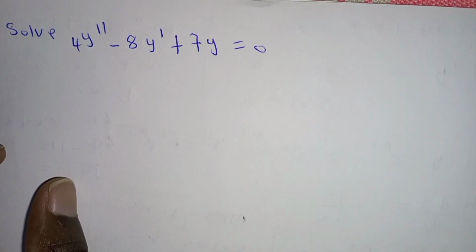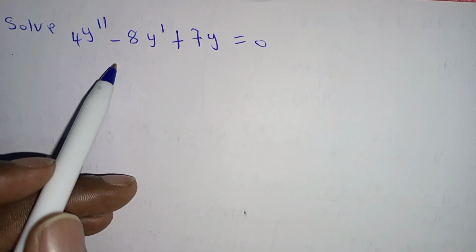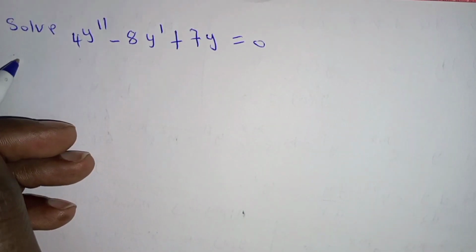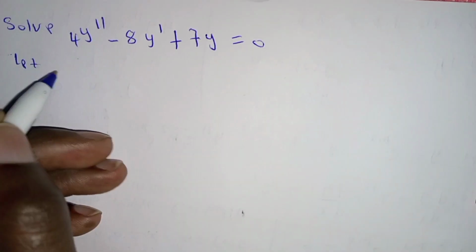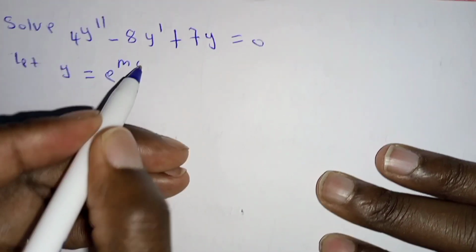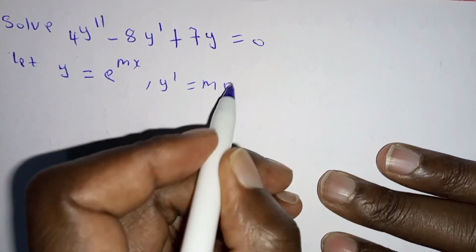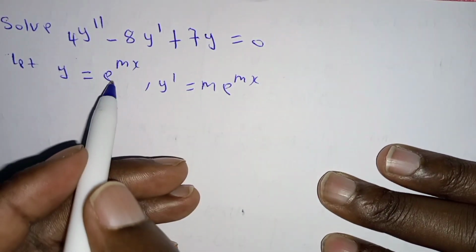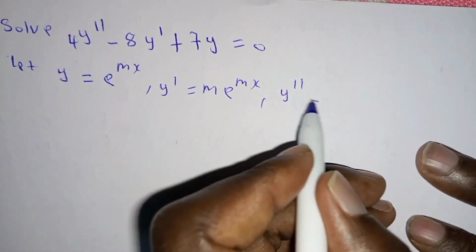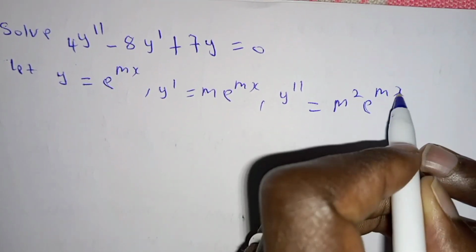Hello everyone, welcome to the study of second order differential equations with constant coefficients. To solve this equation, we are going to let y be equal to e^(mx). Then we get y prime, which is equal to m e^(mx), differentiating this with respect to x. So y double prime will give you m squared e^(mx).